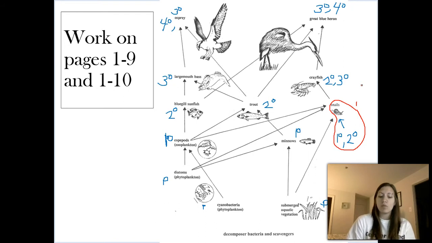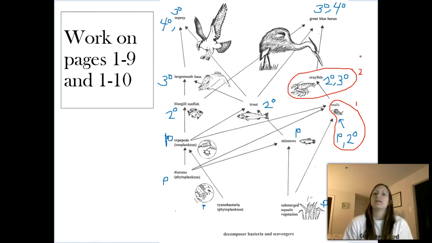Question 2 says name one organism that functions both as a secondary consumer and a tertiary consumer. That one, we only had one, that'd be this crayfish. I'm just going to put a 2 next to him for question number 2. Now, it doesn't ask, but I could also ask, name any organisms that function as a tertiary and quaternary consumer. In this case, we actually have 2 examples. We have our great blue heron and we have our osprey. But that wasn't one of the questions, but it could have been.